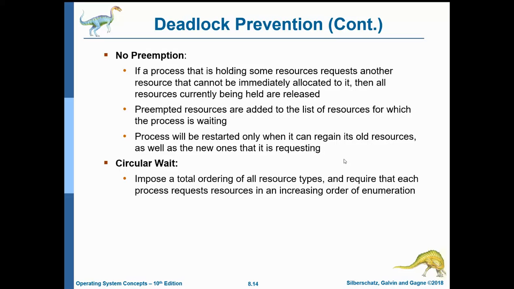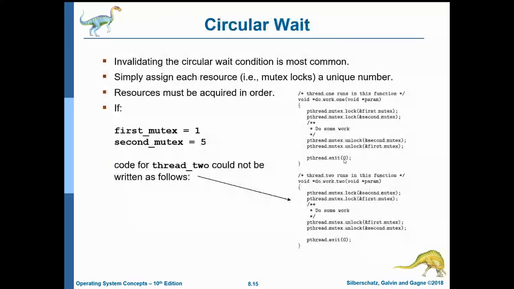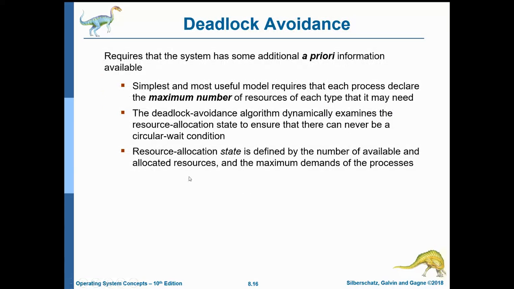Okay, that is how the deadlock prevention works, invalidating the circular wait in the most common way. So maknanya they simply assign each resource a unique number. Resources must be acquired in order. Okay, that's all.